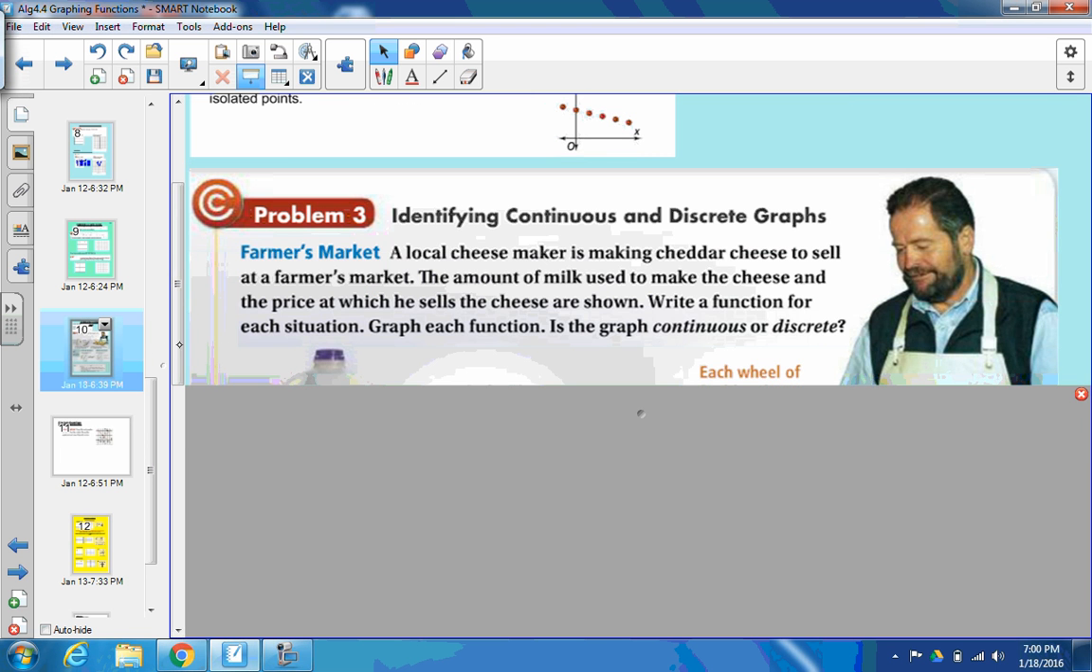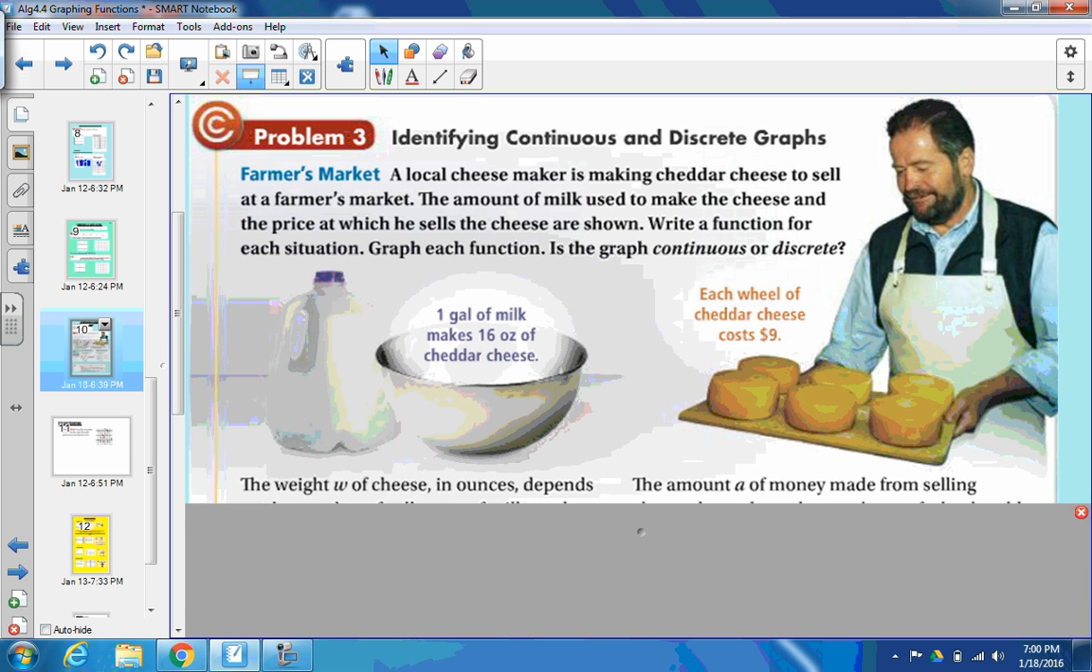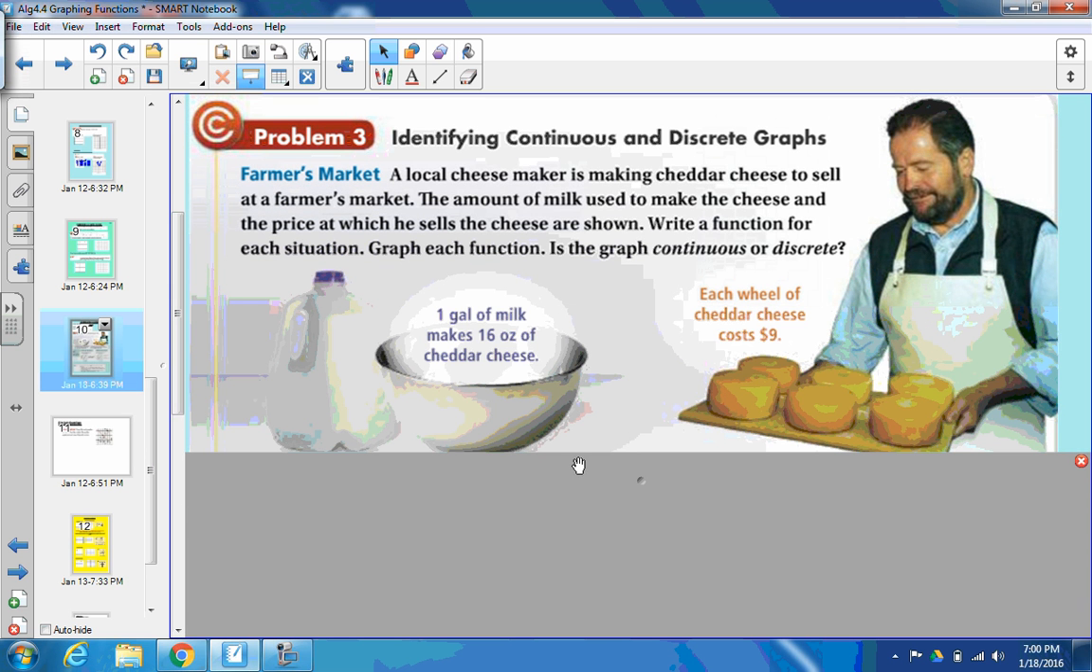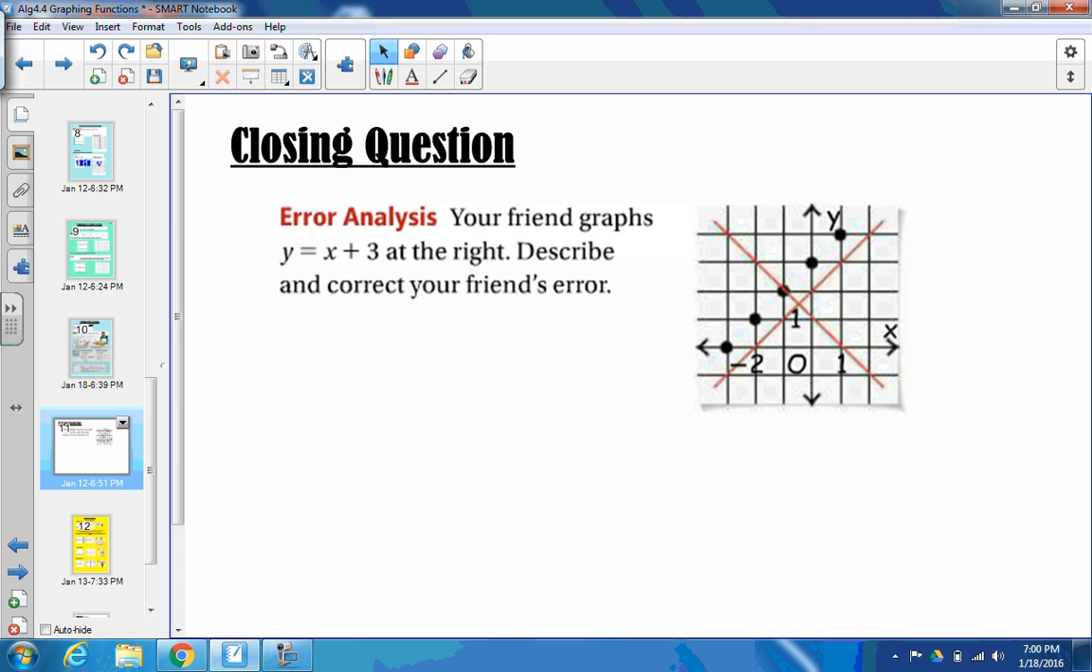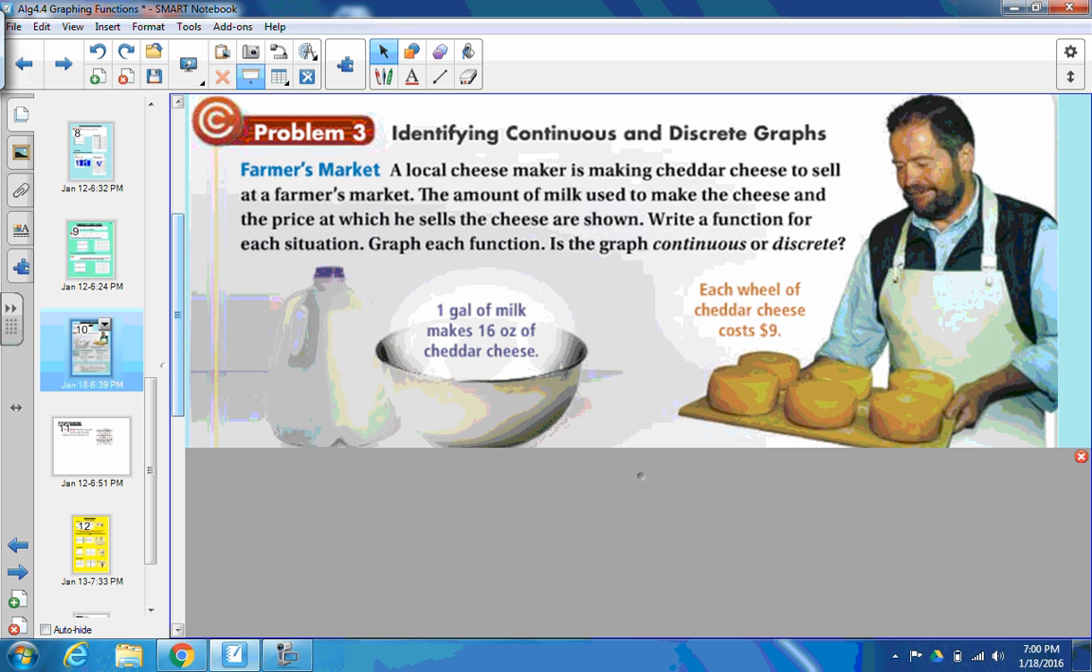So we're going to look at a problem and identify whether it's continuous or discrete. So we've got this example right here. Farmer's market. A local cheesemaker is making cheddar cheese to sell at a farmer's market. The amount of milk used to make the cheese and the price at which she sells the cheese are shown. So those are the two different things we might graph. Write a function for each situation, graph each function. Is the graph continuous or discrete?